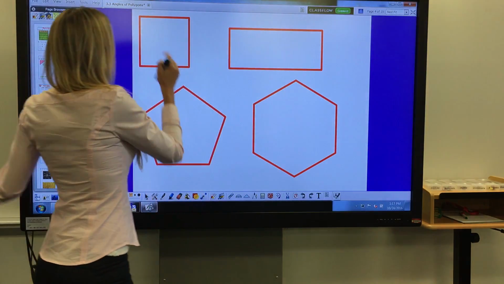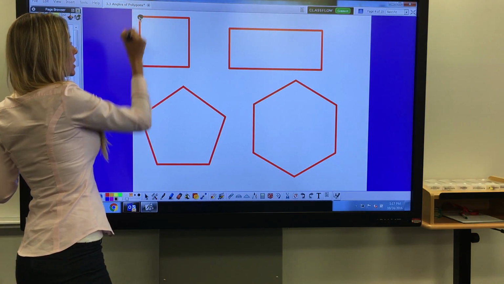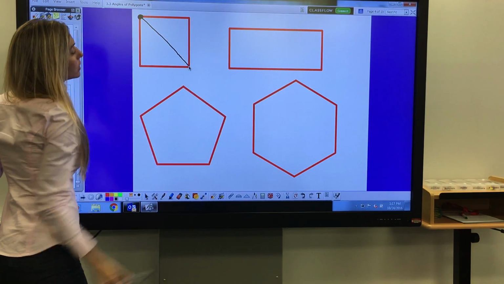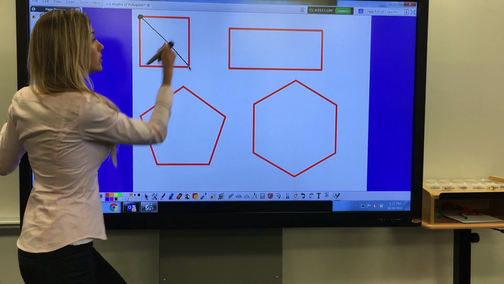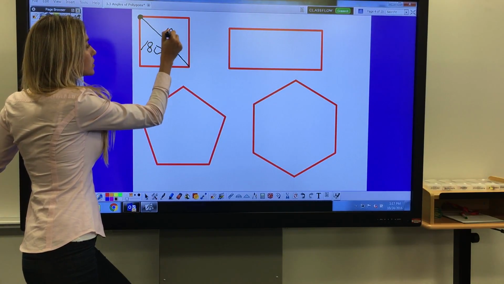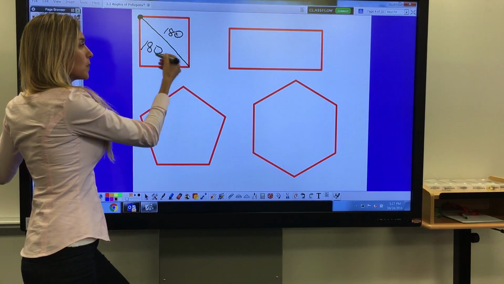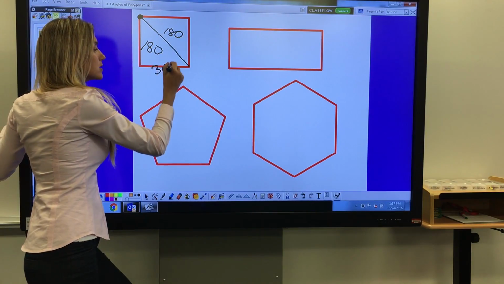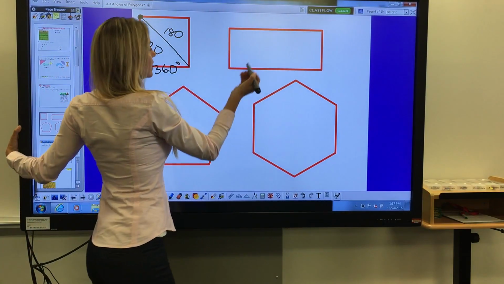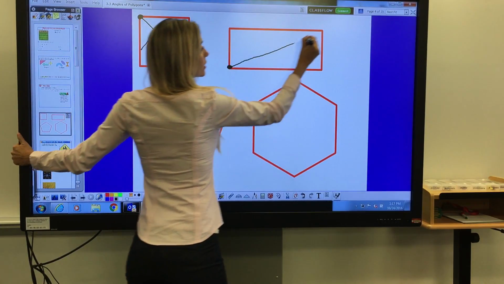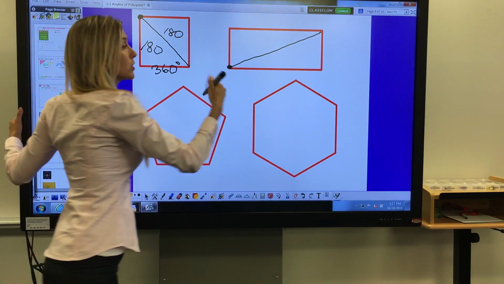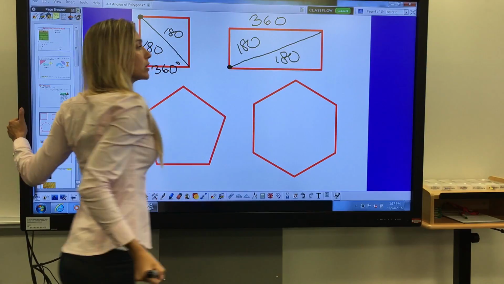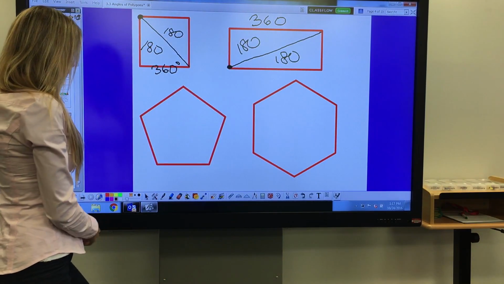One way is if I put a point on a vertex and connect the other vertex to it, let's say in here, another corner, what did I just create? Two triangles. And I know each triangle is 180 degrees. So how many degrees is total inside a square? 180 plus 180, 360 degrees. Same in here. It doesn't matter where I start. If I connect the two corners, same thing, 180, 180. If I add them up, I will get 360 degrees, right?